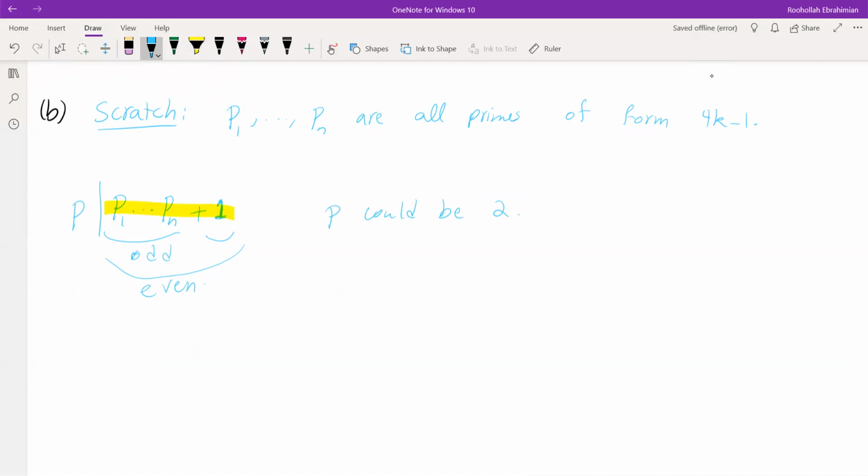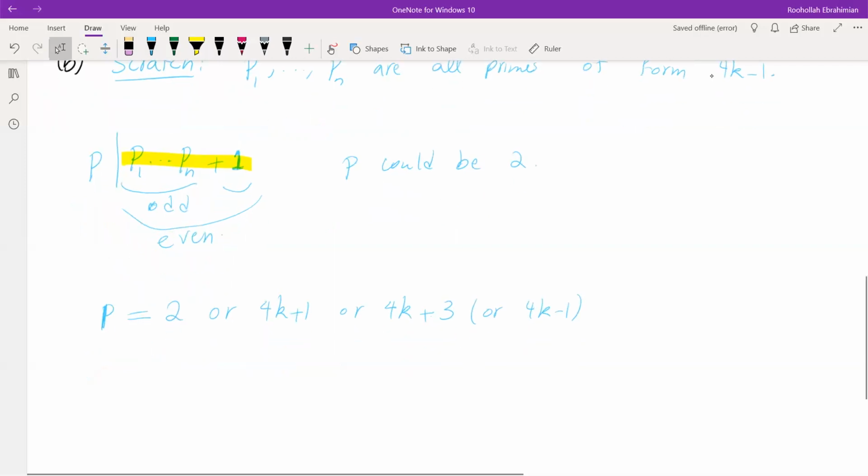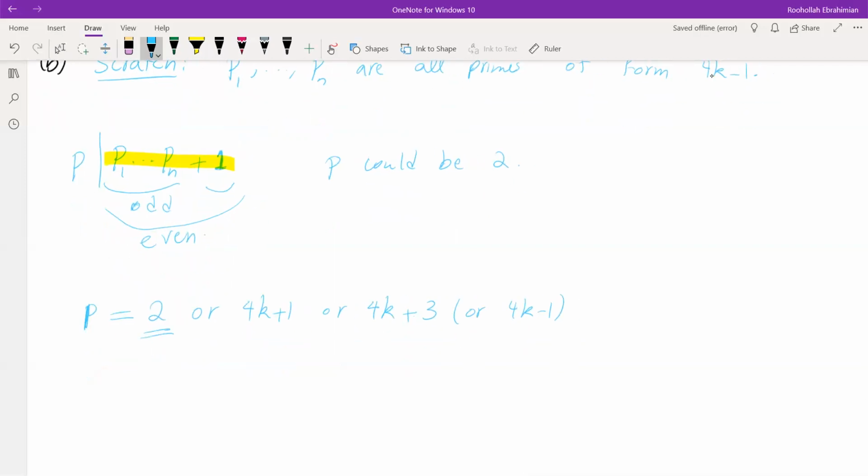So if you have a prime number P, it would be either 2, or it would be 4k plus 1, or it would be 4k plus 3, which is the same as 4k minus 1. Right? 4k plus 3 and 4k minus 1 are the same thing. So I want to avoid 2. I can avoid 2 by considering this number, P1 through Pn multiplied by 2 and then added 1. So we could consider that.